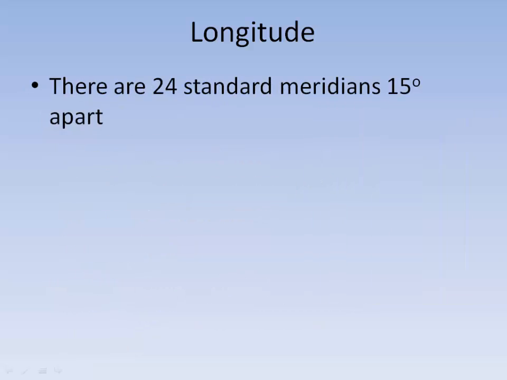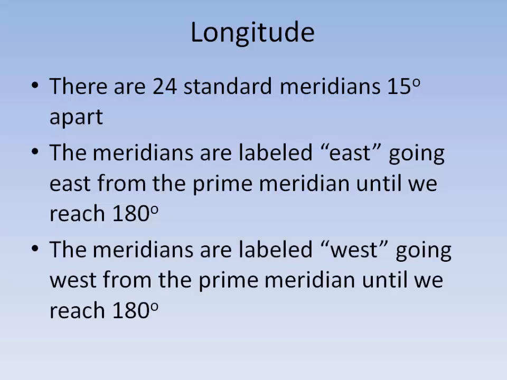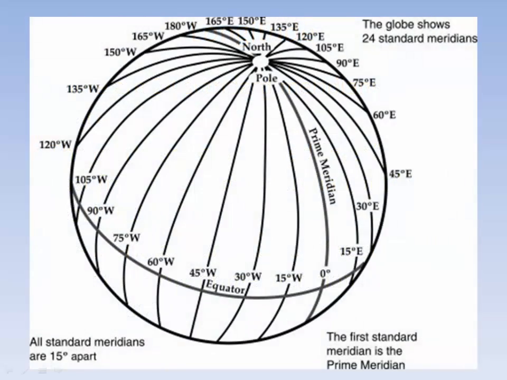There are 24 standard meridians or lines of longitude that are 15 degrees apart, and we label them east, going east from the prime meridian until we reach 180 degrees, and we label them west, going west from the prime meridian until we reach 180 degrees again. So here's our globe again. Here's the prime meridian. If we go east, we're in the eastern hemisphere, so we label the lines of longitude east. So this is 15 degrees east, 30 degrees east, 45 degrees east, 60 degrees east, and so forth until we reach 180 degrees.